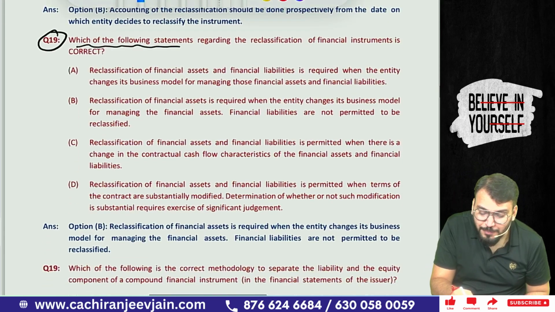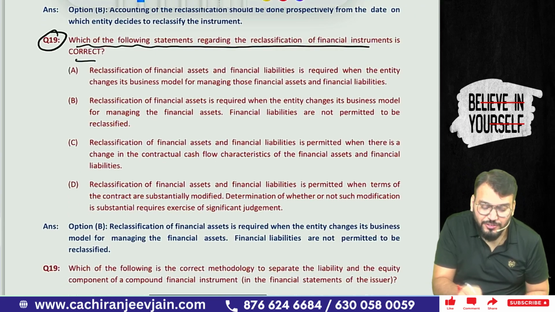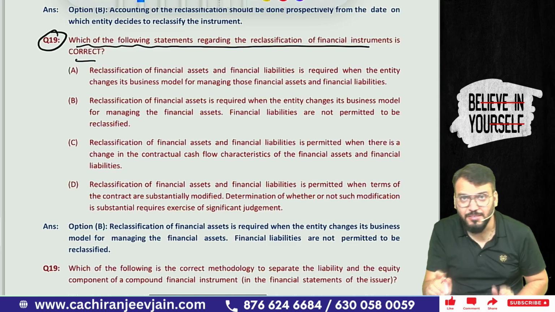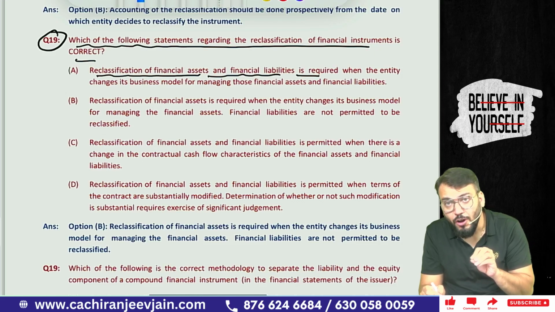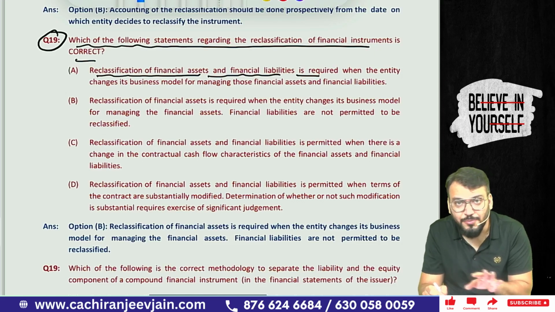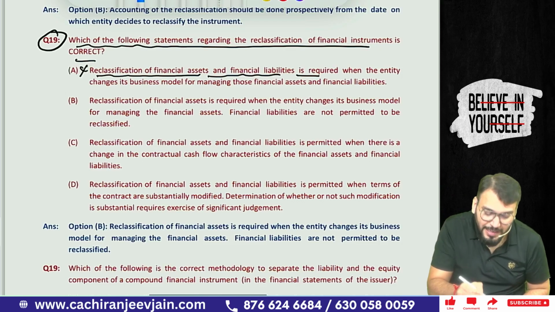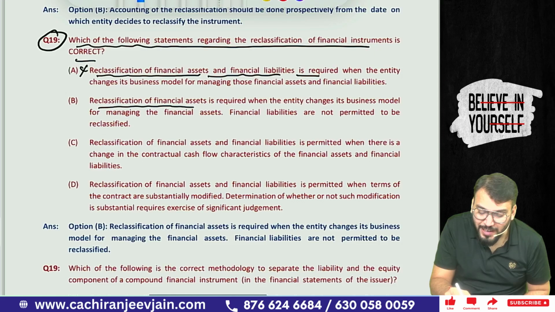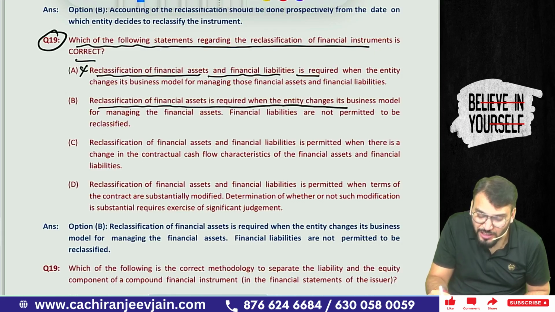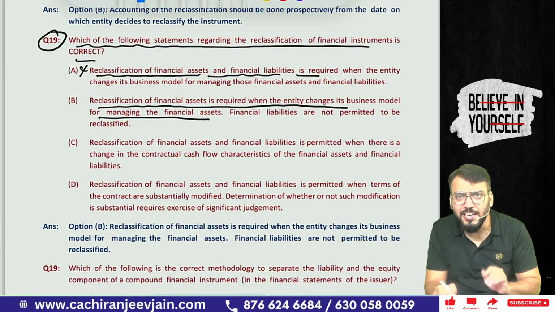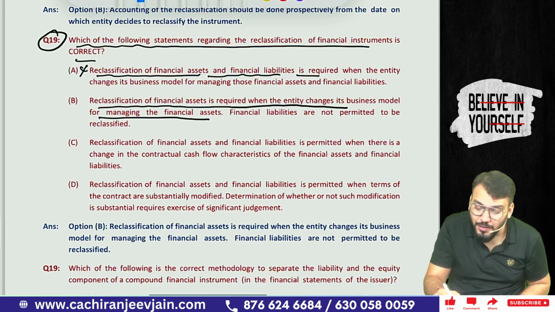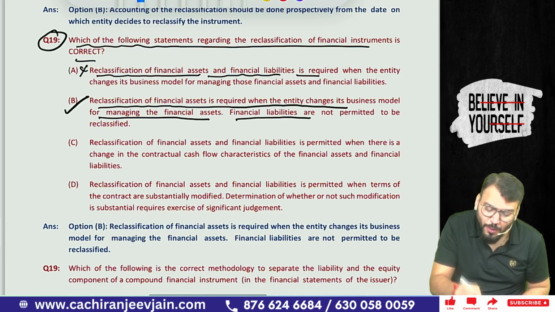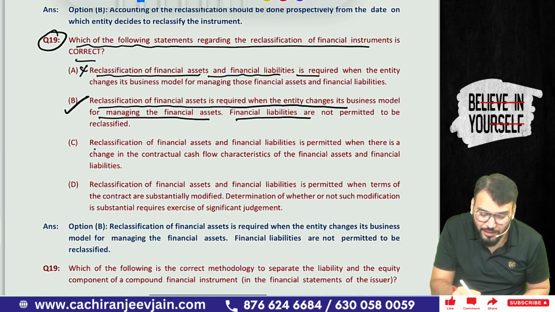Which of the following statements regarding the reclassification of financial statements is correct? Once again, the reclassification point. Reclassification is important for MCQ. Reclassification of financial asset and financial liability is required, but reclassification of only financial asset is permitted. There is no reclassification of financial liability permitted. So option A is not correct. Reclassification of financial asset is required when the entity changes its business model for managing the financial asset. This is correct. Only when the business model changes, we reclassify the debt instrument from one category to another category. Financial liabilities are not permitted to be reclassified. Option B is the only correct one, but read C and D also.